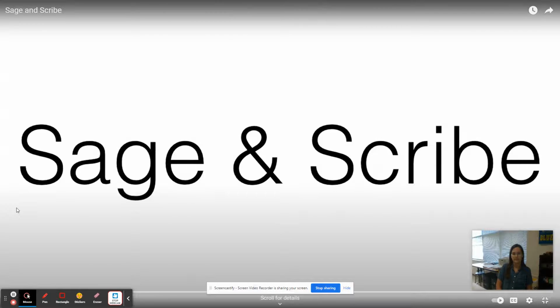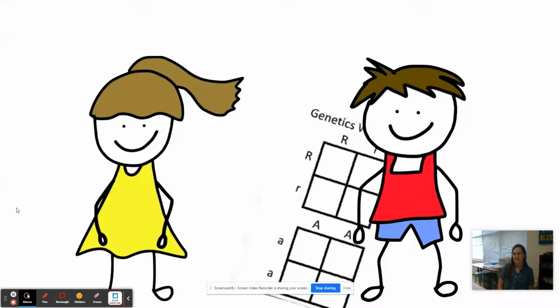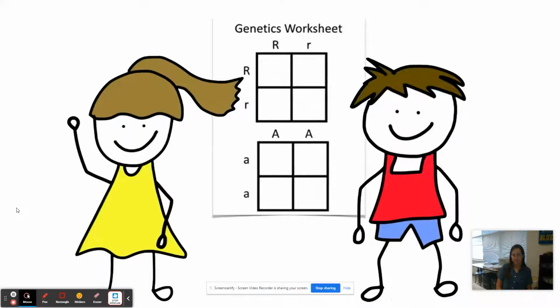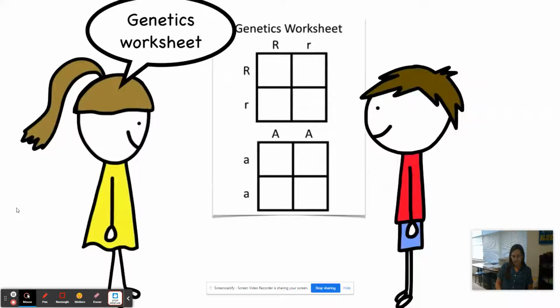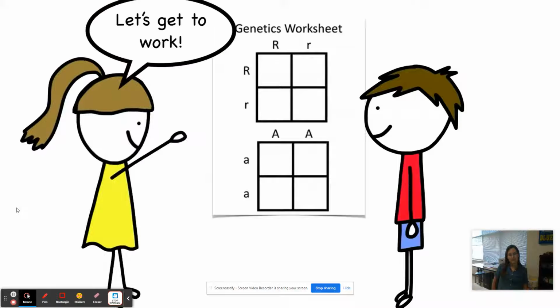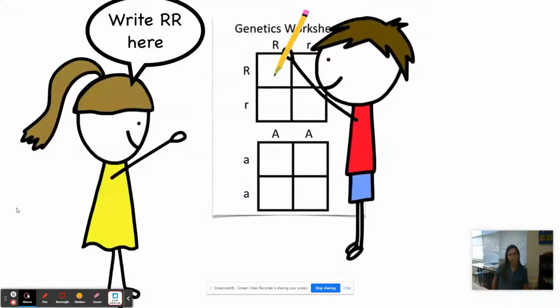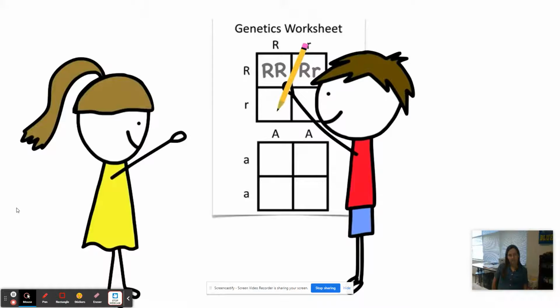Sage and Scribe. Today, you are going to work with a partner to solve problems on paper. To start, assign roles. One person will be the sage, and the other person will be the scribe. The job of the sage is to do all of the talking. The sage will read out loud the question on the paper. Think about how to answer it, then tell the scribe what to write on the paper. The job of the scribe is to listen to the sage and write on the paper everything the sage says.